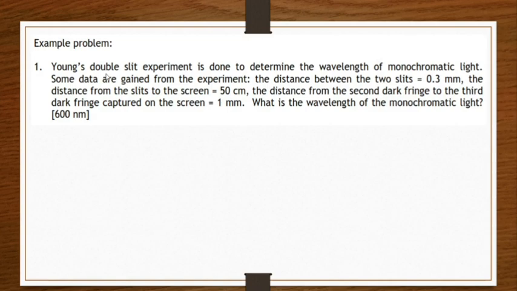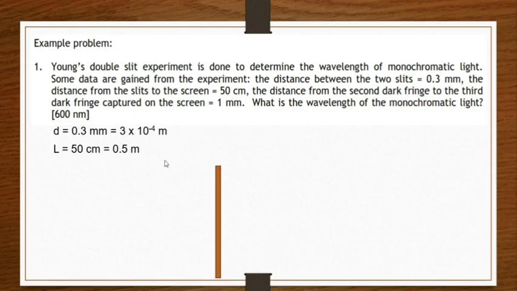Number 1. Young double slit experiment is done to determine the wavelength of monochromatic light. Some data are gained from the experiment. The distance between the two slits is 0.3 millimeters. It is d, small d, 3 times 10 to the minus 4 meters. The distance from the slits to the screen is 50 centimeters, and that will be L. 50 centimeters, 0.5 meters. The distance from the second dark fringe to the third dark fringe captured is 1 millimeter.